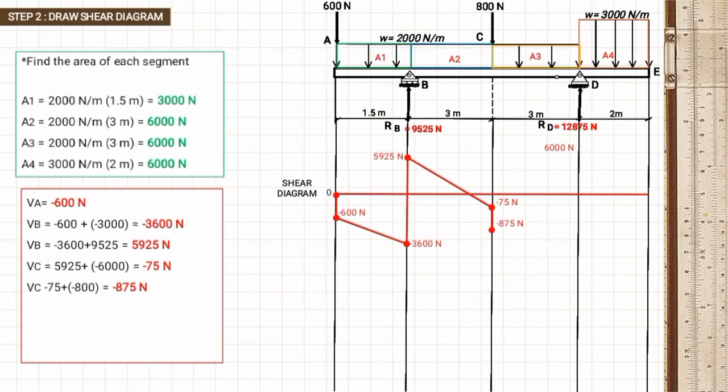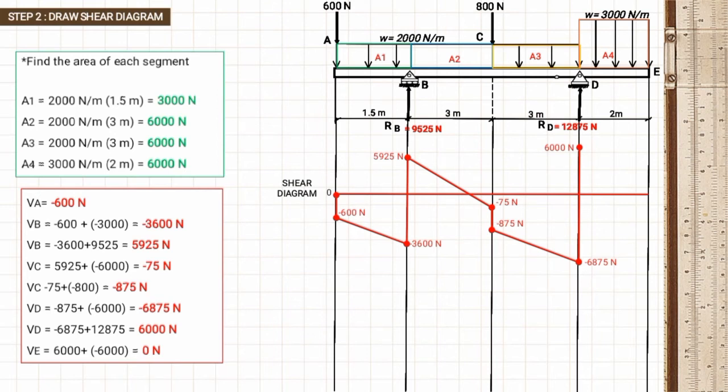to C. Then, add the area 3, which is negative 6000 Newton to negative 875 Newton, and that is equal to negative 6875 Newton downward going to D. And at point D, there is a reaction load of 12,875 Newton. So, we will add that to negative 6,875 Newton, and that is equal to 6,000 Newton. Then lastly, 6,000 Newton plus negative 6,000 Newton is equal to 0. And that is now our shear diagram.